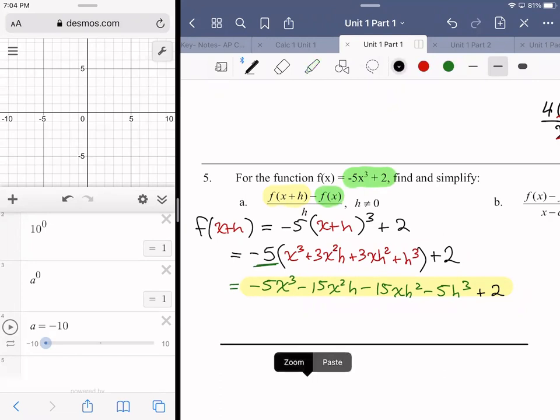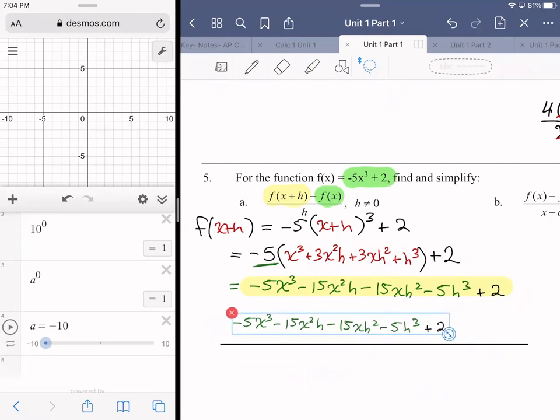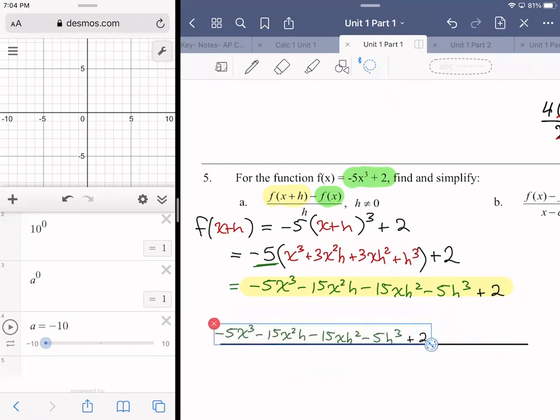I have a question. Yeah. Never mind. My question was originally, would the 15x squared h cancel out the one in the middle? But I don't see the sign, so I kind of answered my own question. All right. Sounds good.